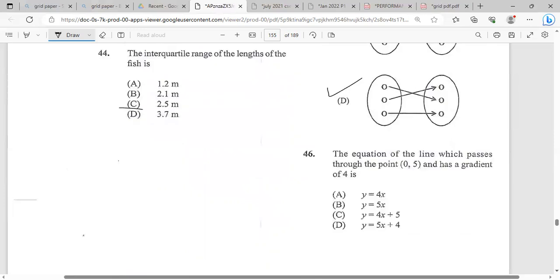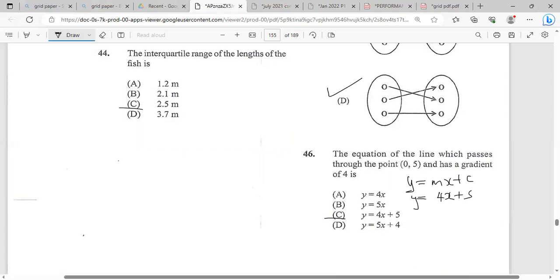All right, the equation of the line which passes through the point and has a gradient. So every straight line graph is in the form y = mx + c, right? And we know that the gradient is 4 because it tells us 4x, and the y-intercept is 0.5, rather. So boom, it has to be C.